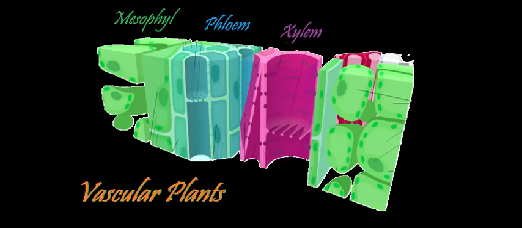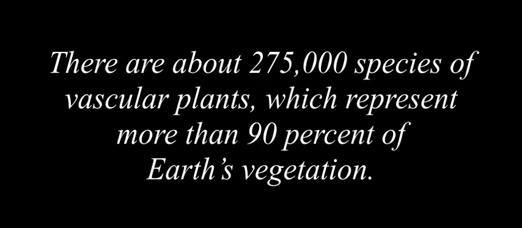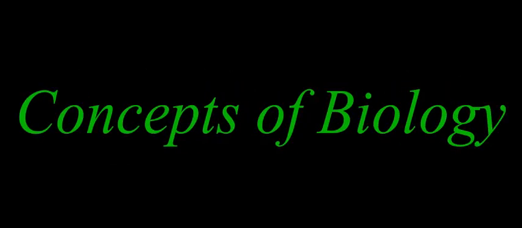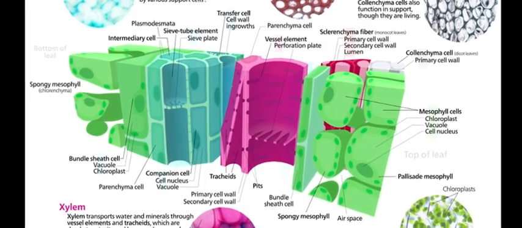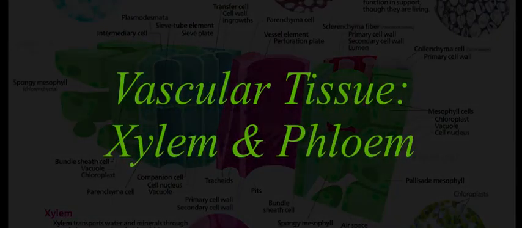Vascular plants. The vascular plants are the dominant and most conspicuous group of land plants. There are about 275,000 species of vascular plants, which represent more than 90% of Earth's vegetation. Several evolutionary innovations explain their success and their spread to so many habitats. Welcome back to Concepts of Biology. We'll continue to read section 14.2, Vascular Tissue, Xylem and Phloem.